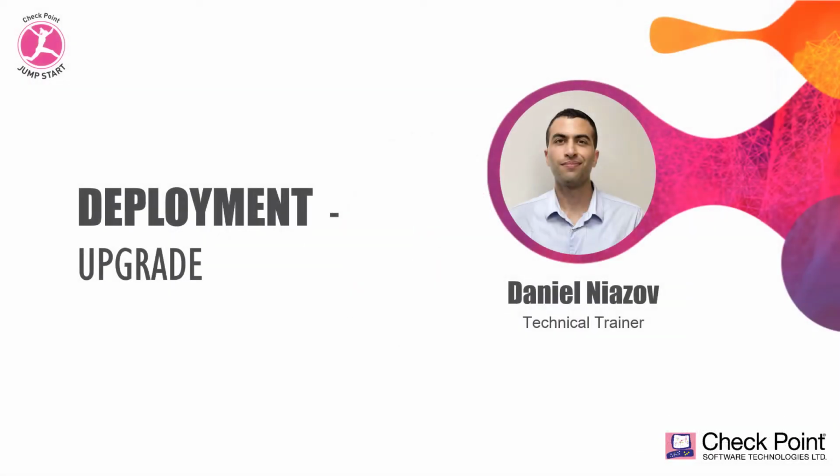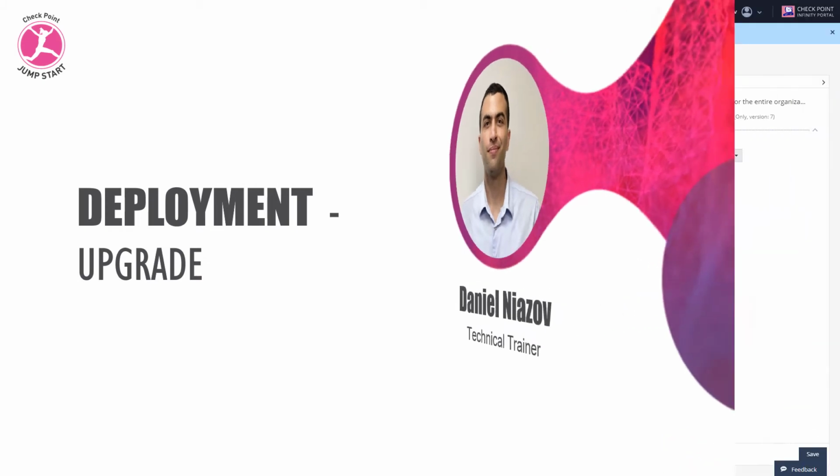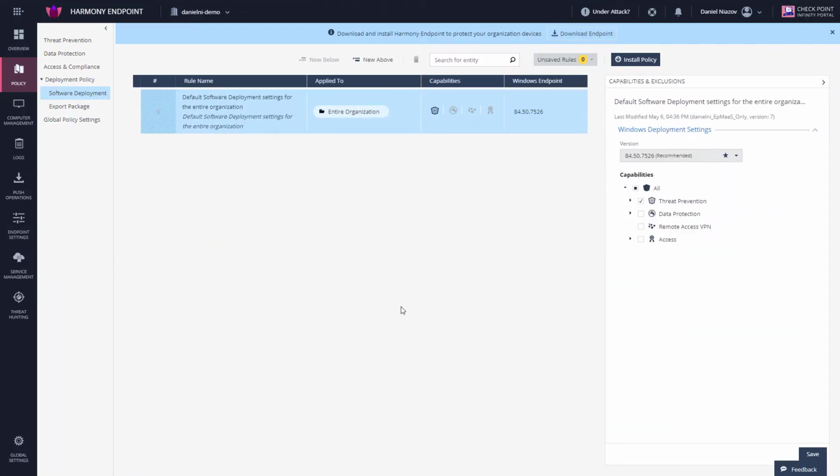In this module, we will cover deployment upgrade. Here I am in the Infinity portal. I went to the policy tab, and under software deployment, I can see that currently I'm running version 84.50.